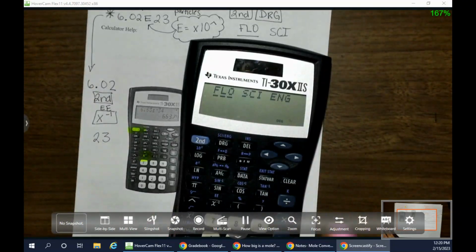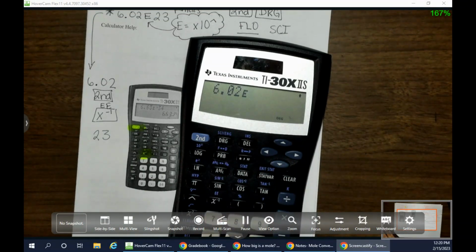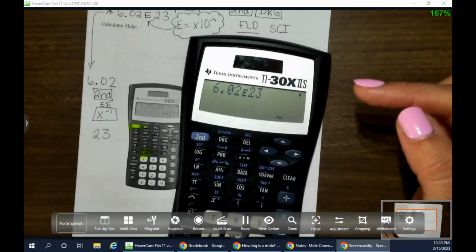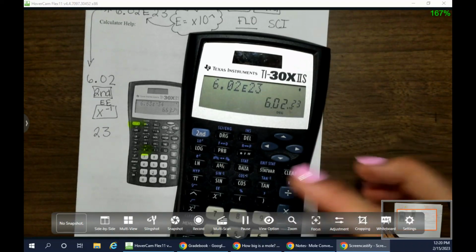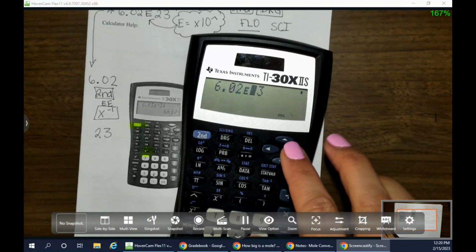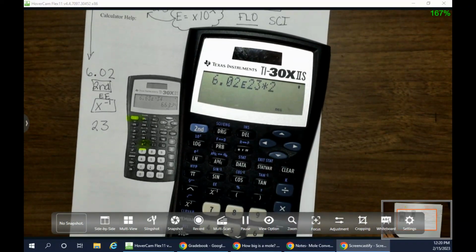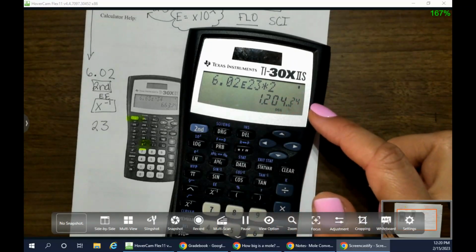So when you go to type it in, you can go 6.02. We're going to hit the second EE, which is the x to the negative 1, so the EE is right on top, and E shows up, then you do 23. The nice thing about using this, the reason I'm telling you to embrace it, is because you can go right into, so that's the answer, right? I can also multiply this by 2, right? And notice I didn't have to use any parentheses.